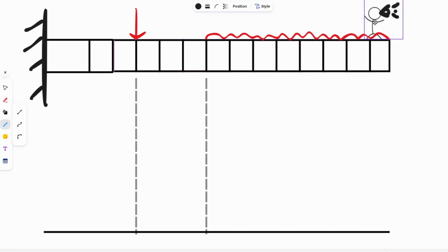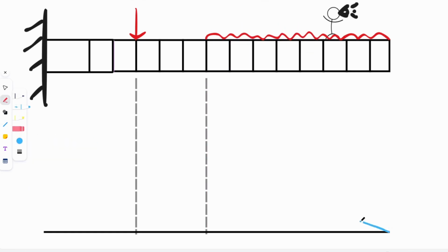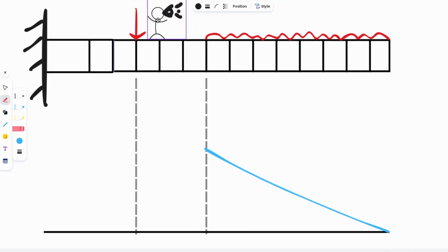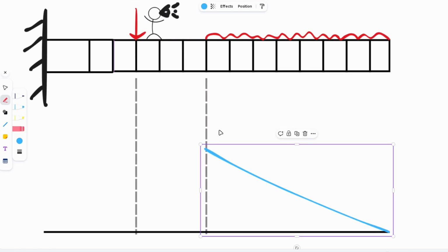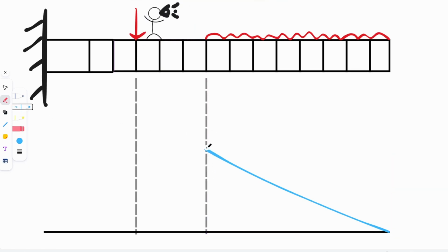So when he is over here, the shear force is 0. Then eventually it starts growing, and it starts growing linearly. So we will essentially get a straight line like this, right? So this is a straight line. And then when my observer is over here, now it becomes constant, right? So this line again will become constant up until this point.